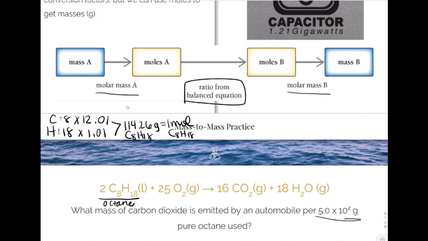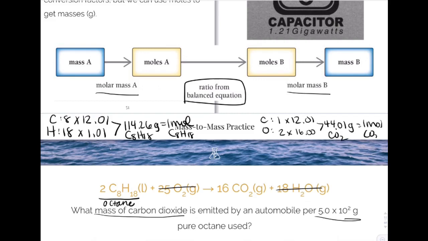Then they ask me what mass of carbon dioxide, so I can honestly ignore everything else and just do carbon dioxide. Now let's look at the carbon dioxide molar mass. I have 1 carbon and I have 2 oxygens. Ignore the 16. That 16 does not influence the molar mass. 44.01 grams of CO2 is equal to 1 mole of CO2.